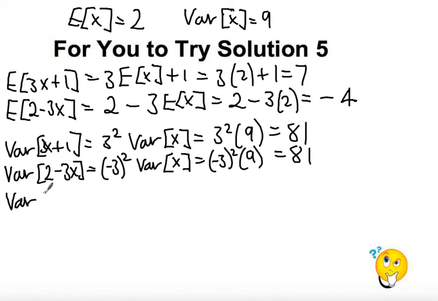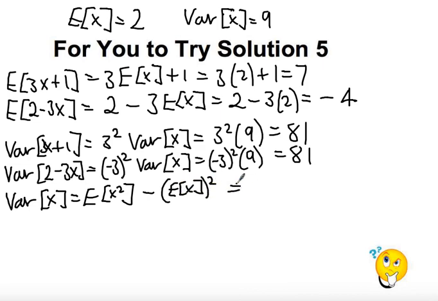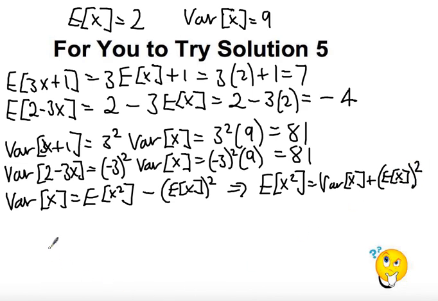Finally, I want to find the expectation of x squared. I'm going to do that using the definition for the variance of x, being expectation of x squared minus the expectation of x all squared. So we know that we can rearrange this, so the expectation of x squared equals the variance of x plus the expectation of x squared. Okay, so expectation of x squared can be found by doing 9 plus 2 squared, so we get an answer of 13.